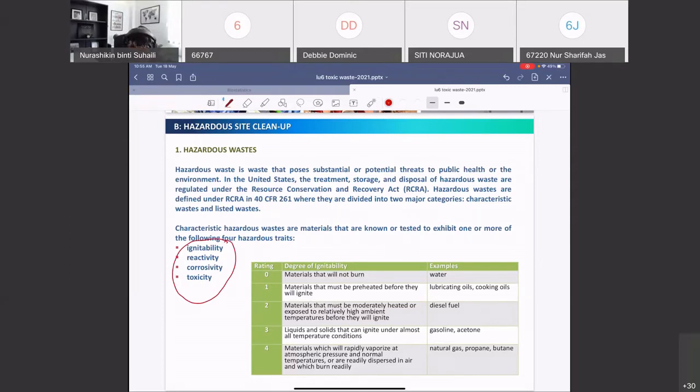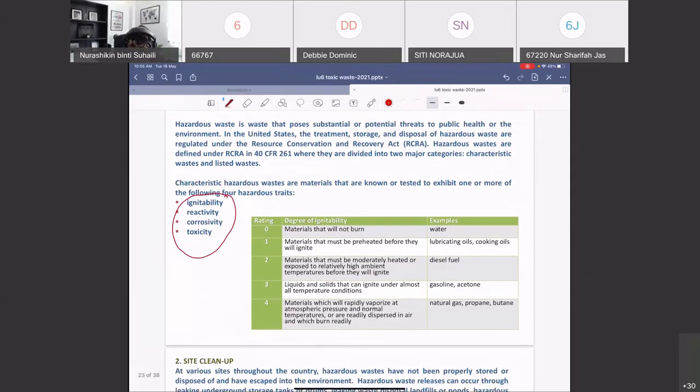Okay, so this is the degree of ignitability. You can see the rating. This is a standard rating, from 0 to 4. From 0, you can see the water is the least hazardous one, right? And if you see the rating 4, those are the flammable gases, the propane, butane. So they are actually a standard that categorizes the degree of those things. Actually, it's not just ignitability, but also the corrosivity, reactivity. But I don't have it here.